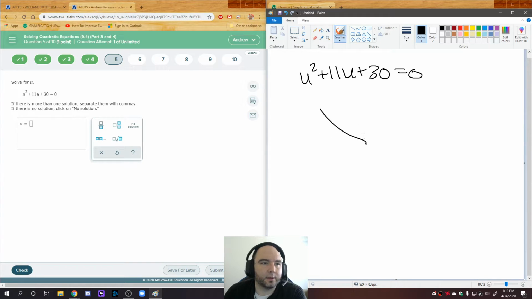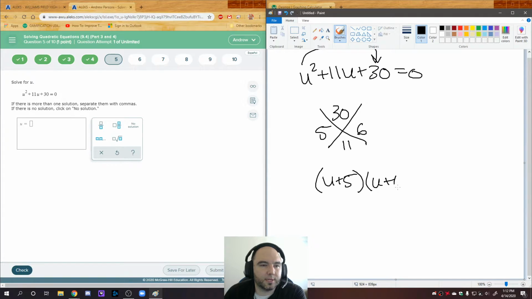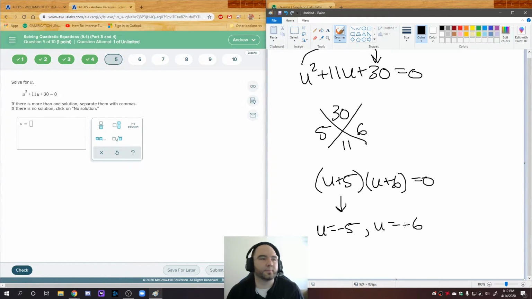Okay, do an x. What multiplies these? When you multiply these, what do you get? You get 30. 11's on the bottom. 5 times 6 makes 30, yet adds up to 11. U plus 5 times u plus 6 is the factored form of that expression. And then the opposites. Negative 5 is an answer. Negative 6 is an answer.